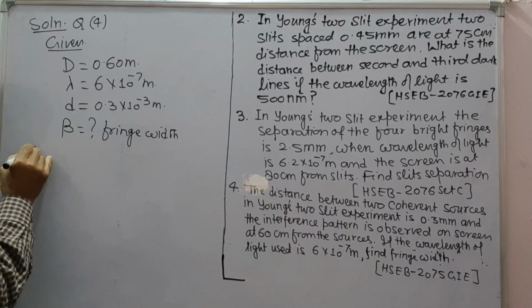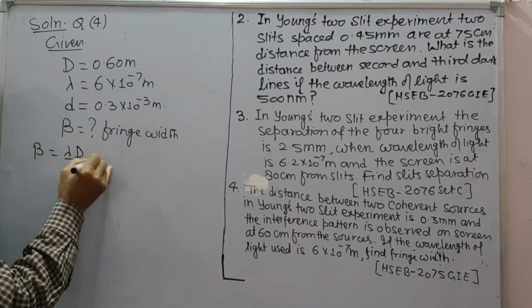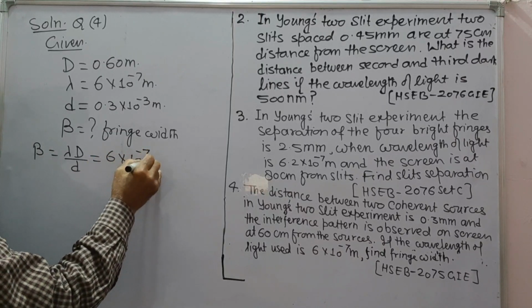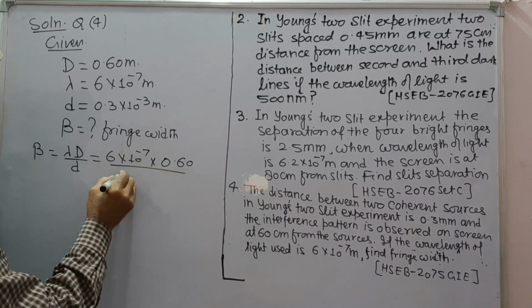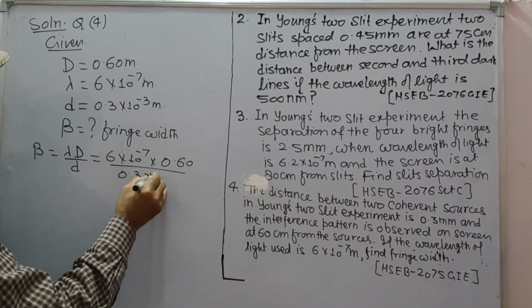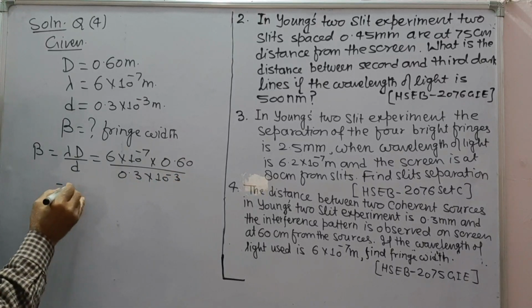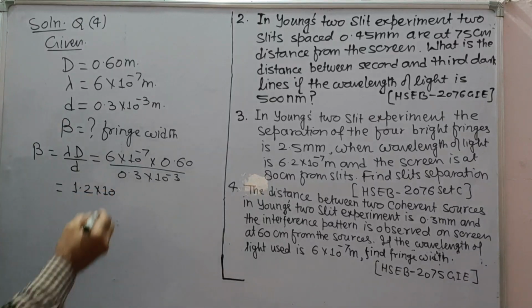We know beta is equal to lambda D by d. Therefore, lambda is 6 into 10 to minus 7, D is 0.6, small d is 0.3 into 10 to minus 3, which gives 1.2 into 10 to minus 3 meter.